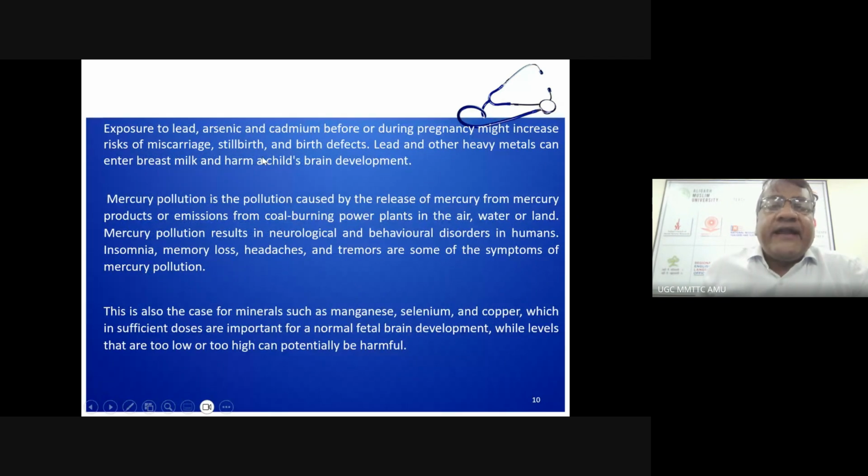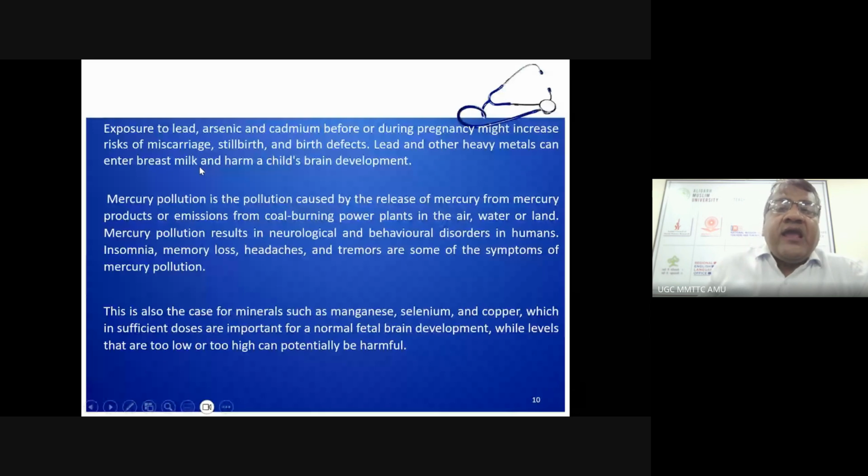Now, exposure to lead, arsenic, and cadmium. These three are heavy metals. So exposure to lead, arsenic, and cadmium before or during pregnancy might increase the risk of miscarriage, which is basically abortion, stillbirth, and birth defects. With birth defects, there may be defects in the limbs, like loss of digits, deficiency of some part of the nose, or there may be clefts. So these are the birth defects.